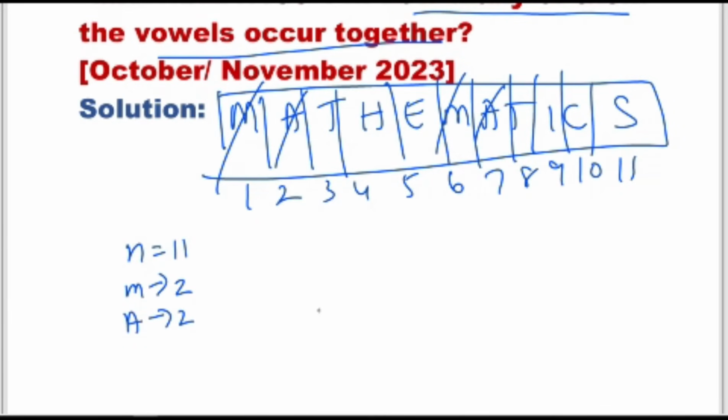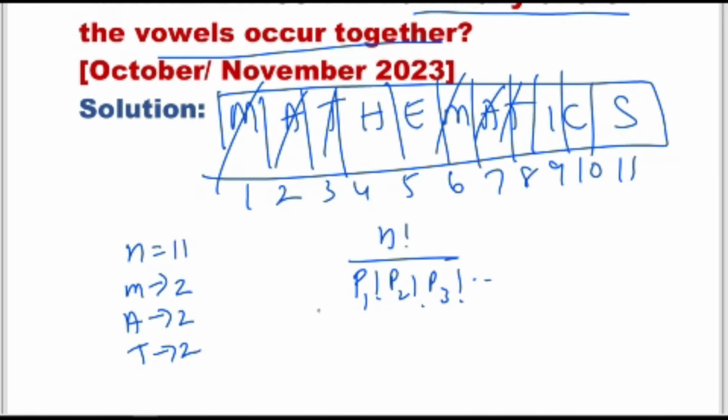Then T is also 2 times. Then we don't have other repeated ones. So we can write this as n factorial divided by p1 factorial, p2 factorial, p3 factorial, and goes on till pn factorial. So we'll take that as 11 factorial divided by 2 factorial, 2 factorial, 2 factorial.